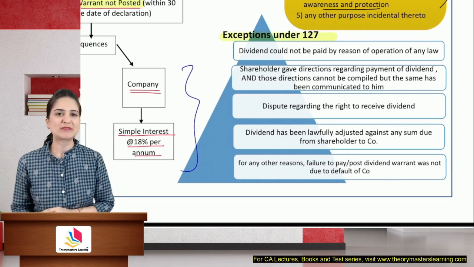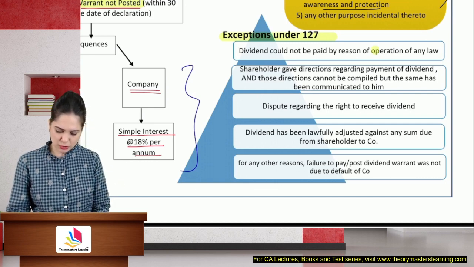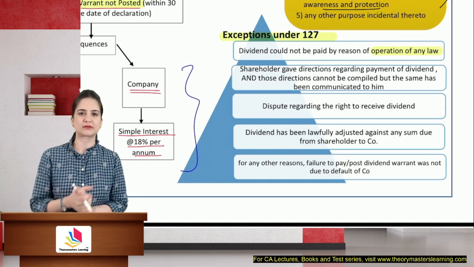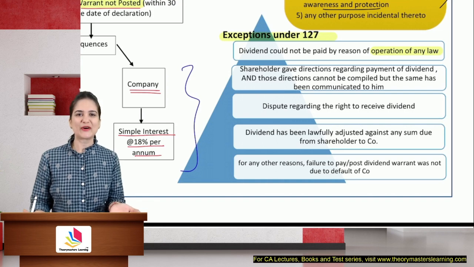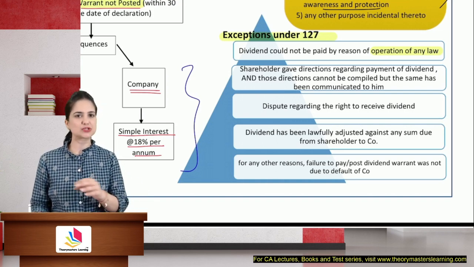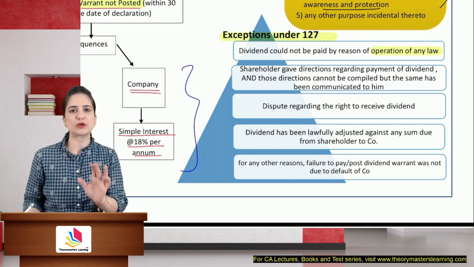Every time you cannot blame the company for non-payment. Sometimes it may happen that the dividend could not be paid due to operation of any law. That is, we were not very sure who is the legal owner. If X dies, now we are not sure who is the legal owner, or maybe by the court orders you're not able to pay the dividend. That does not mean that the company has defaulted. Company is not liable. Section 127 will not apply.